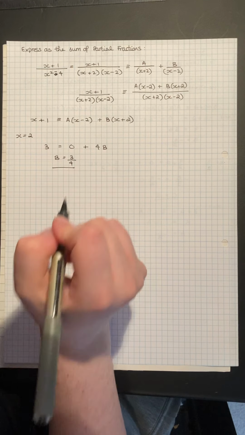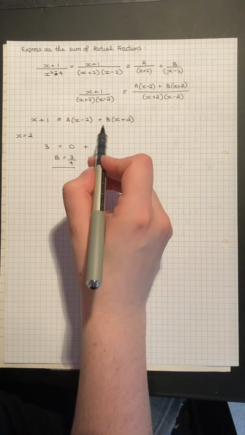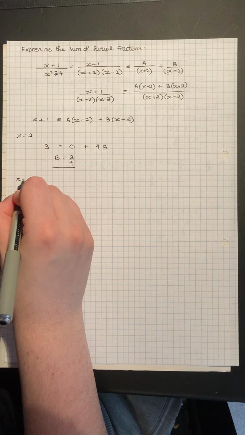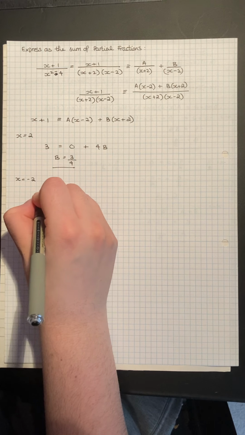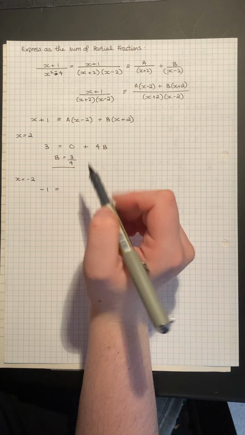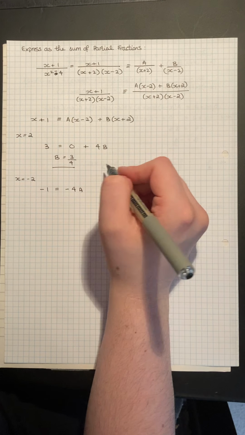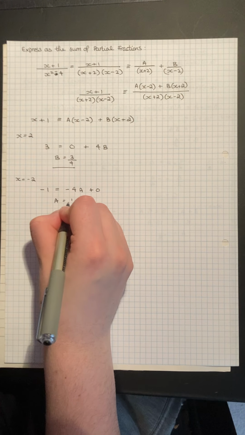So that's B, and my next thing I need to substitute in is negative 2, because that will make that one equal 0. So now I have negative 2 plus 1, which is going to give me negative 1. Then if I substitute negative 2 in here, I'm going to have negative 4A. And in here, I'm going to have 0. So A is equal to 1 quarter.